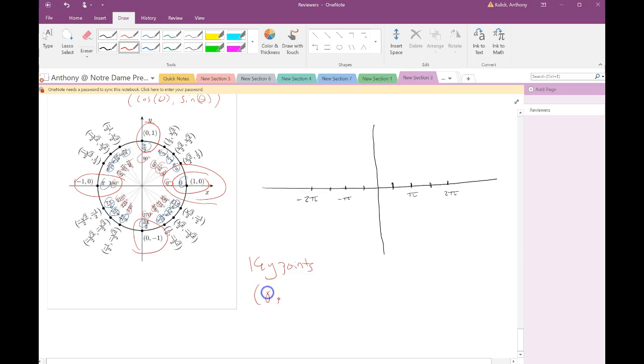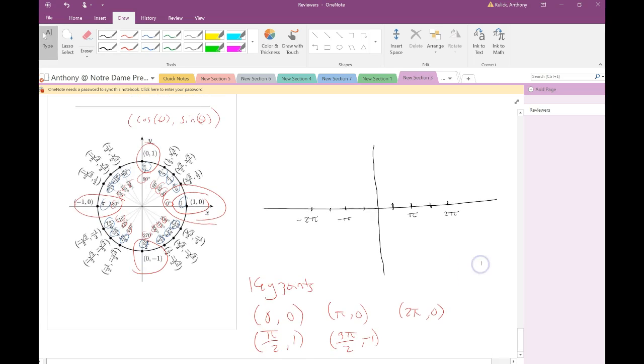So for sine, that's 0, 0. That's pi over 2, 1. It's pi and 0. It's 3 pi over 2 and negative 1. And then 2 pi, needs a y-coordinate, 0. So those are the key points.